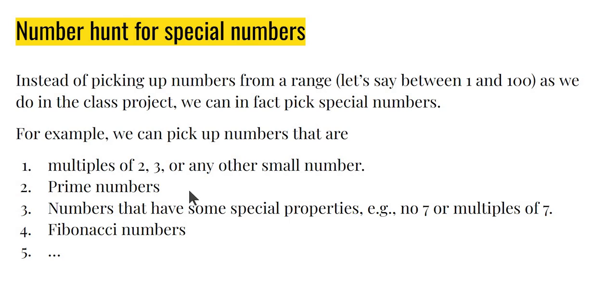We could pick up the list of all prime numbers. We could pick up numbers that have some very special properties. For example, the game where we avoid numbers that have sevens or that are multiples of 7. We could pick up, for example, Fibonacci numbers. In fact, the list goes on and on. So we can make the game so much more interesting by saying, okay, look, I'm going to pick these numbers from a very special set. Let's see how we can do this in this video.